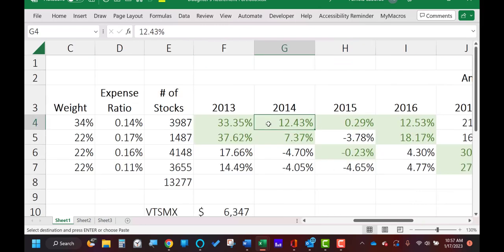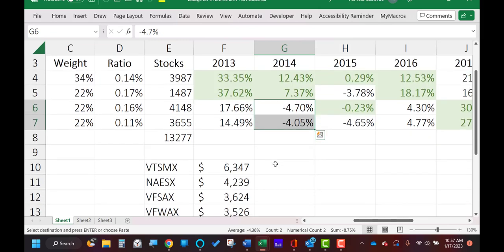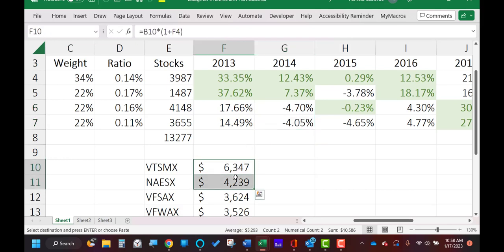2014 was a decent year for larger U.S. companies, not quite as decent a year for smaller U.S. companies, and not so great for foreign companies. What we're going to see when I track the balance for her 4 funds in 2014, I'm going to see these 2 values rise because they're the U.S. ones, and I'm going to see these 2 values fall because they're the foreign ones, and the foreign ones lost money.